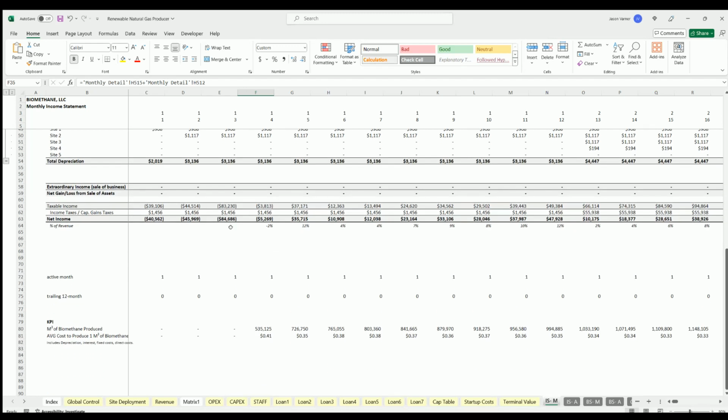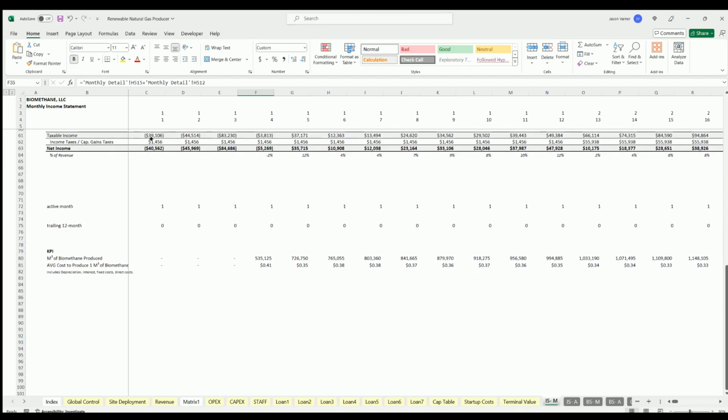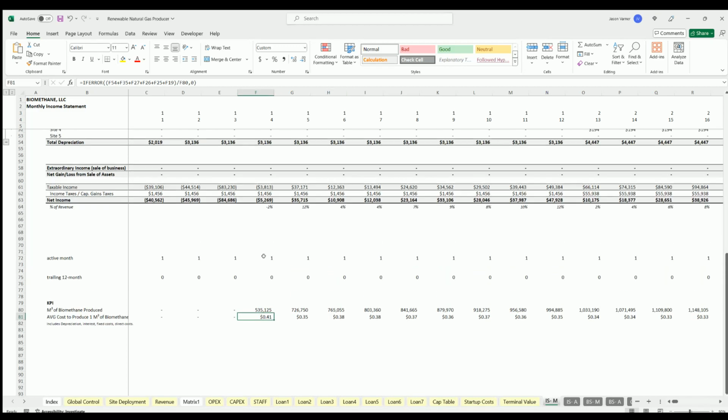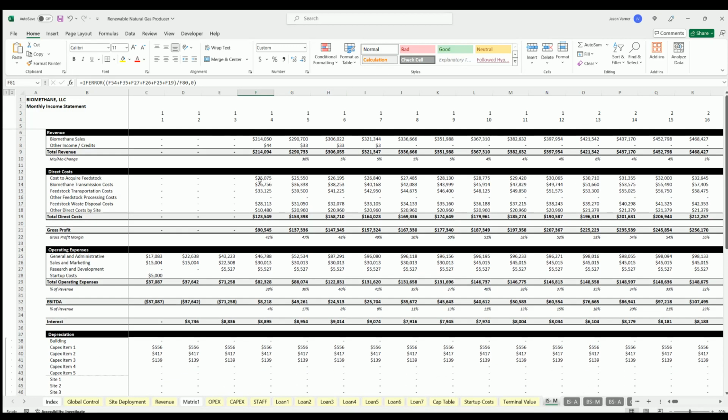Okay, and taxes are just taking the annual amount divided evenly over the year if there was a positive taxable income for the year. Down here we have cubic meters of biomethane produced, and then we have the average cost to produce 1 cubic meter of biomethane, which is an important number to know. And this actually is going to include all of your direct costs, all of the operating costs.